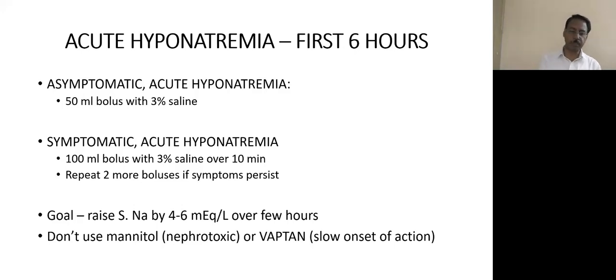If the patient is symptomatic, then you can give them 100 ml of 3%. Again, it's a bolus. Bolus means you're giving it over 10 minutes. Give them one bolus. If the symptoms subside, good enough. If they don't subside, you can repeat it 2 more times. So maximum you are giving them 3 boluses of 100 ml of 3% hypertonic saline.